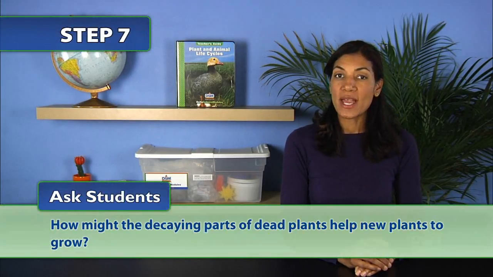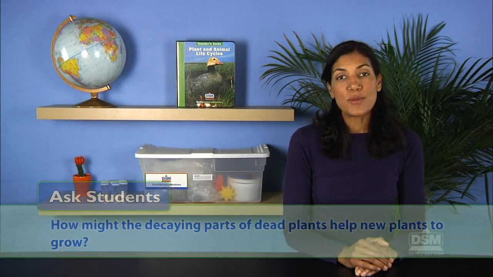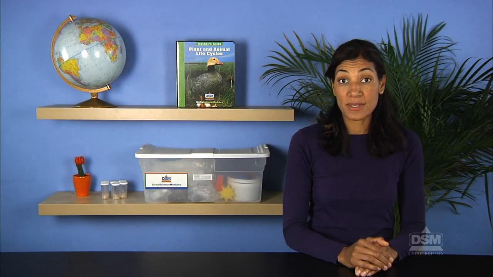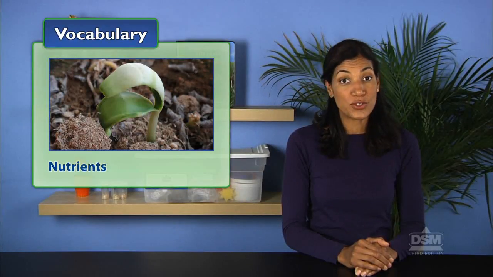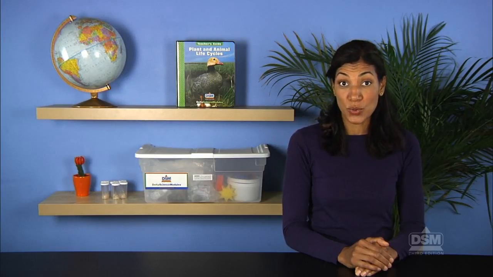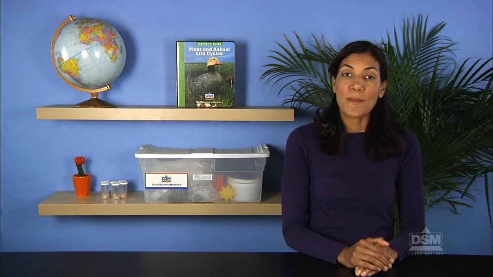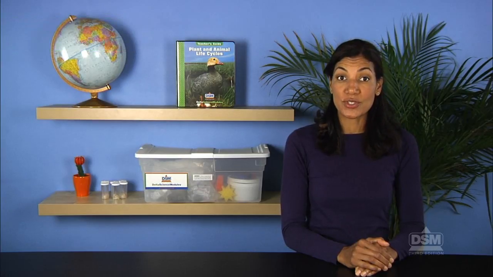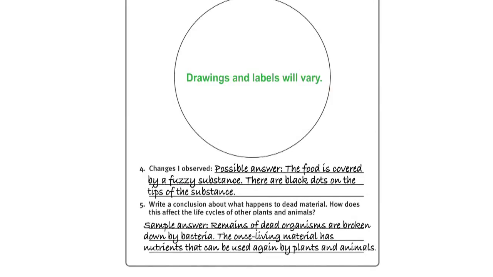Ask students, how might the decaying parts of dead plants help new plants to grow? Help students realize that many dead organisms contain nutrients or helpful materials that living things need to grow and survive. When the tiny particles of decayed plants and animals mix with the soil and the water that is in the soil, the nutrients feed the new plants and help them to grow. Based on their observations, instruct students to complete questions 4 and 5 on Activity Sheet 12, Part B, and then discuss their answers as a class.